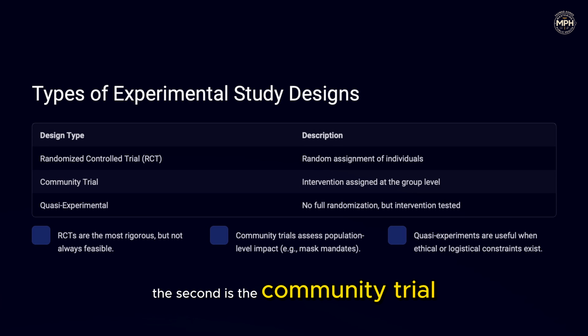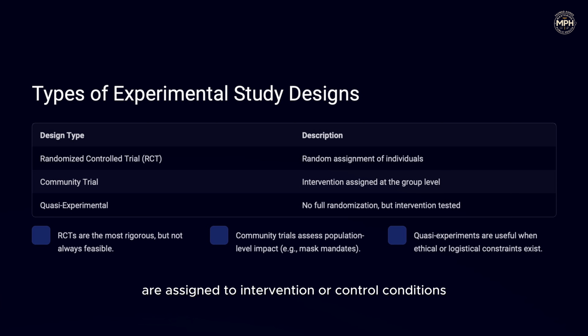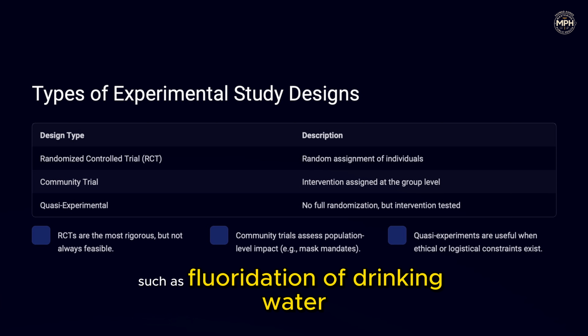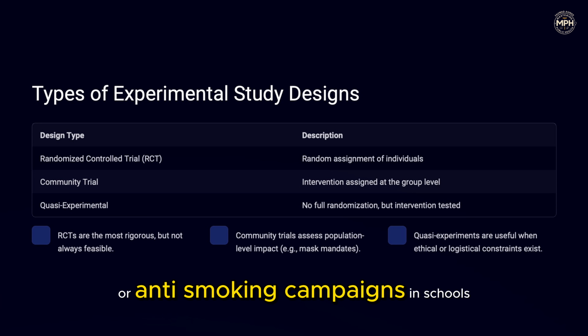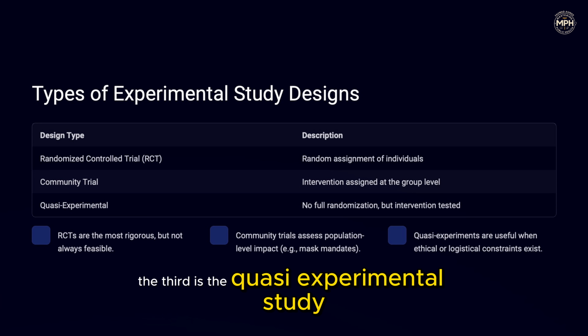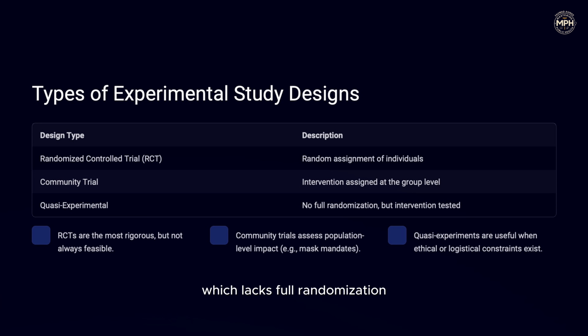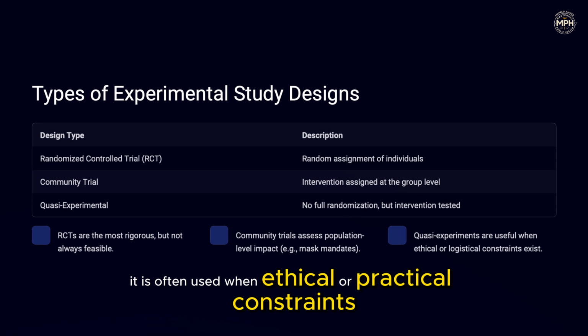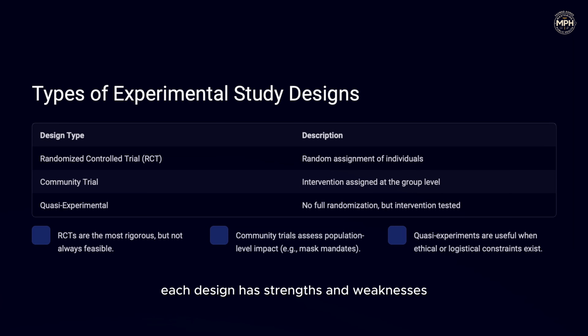The second is the community trial, where entire groups or communities are assigned to intervention or control conditions. This design is useful when individual randomization is not possible, such as fluoridation of drinking water or anti-smoking campaigns in schools. The third is the quasi-experimental study, which lacks full randomization but still involves an intervention. It is often used when ethical or practical constraints prevent random assignment. Each design has strengths and weaknesses, but all aim to determine whether an intervention works.